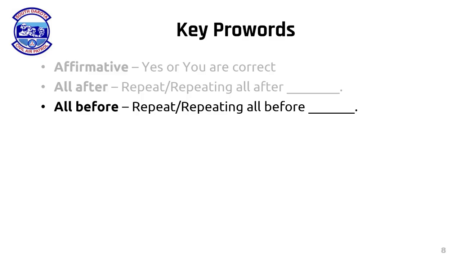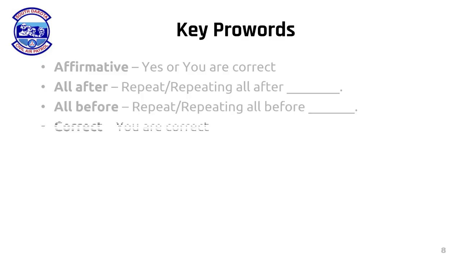You might combine them too. All after such and all before such and such. So you're telling the station to fill in those words in between. The pro word correct obviously means you are correct. You are confirming the accuracy of information, maybe that's repeated back or that's been stated.